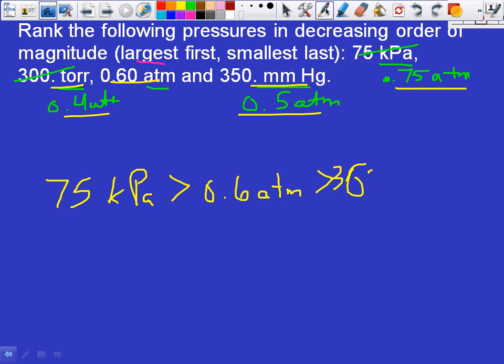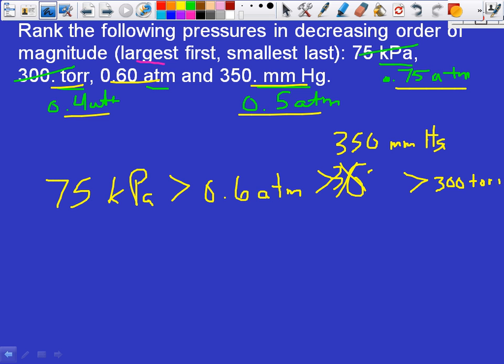That's not going to erase for me. All right, so let's do 350 mmHg. And then last but not least, we have the 300 torr.